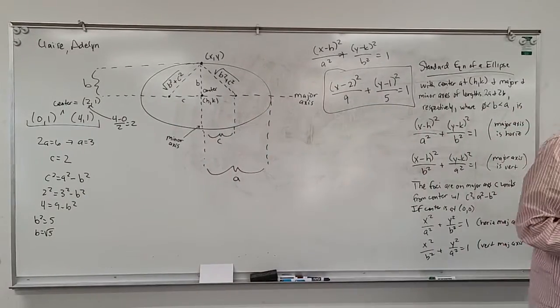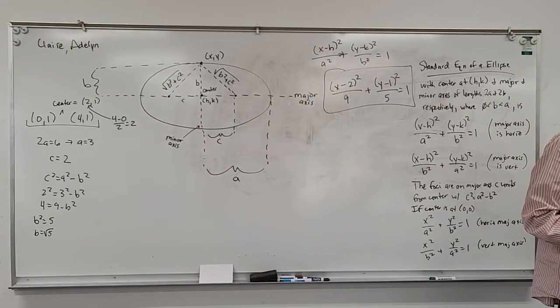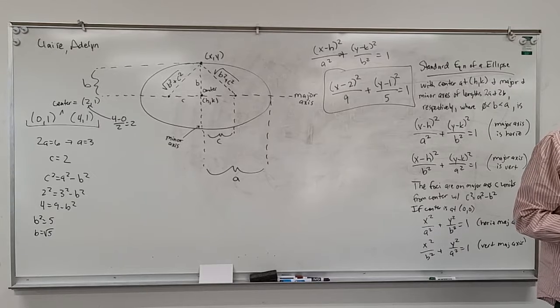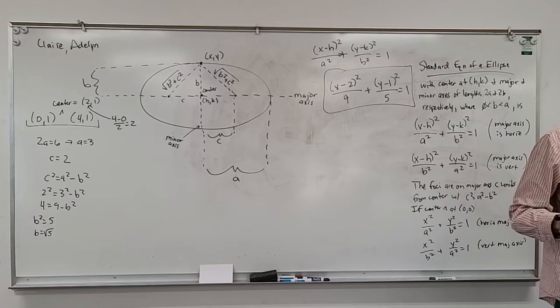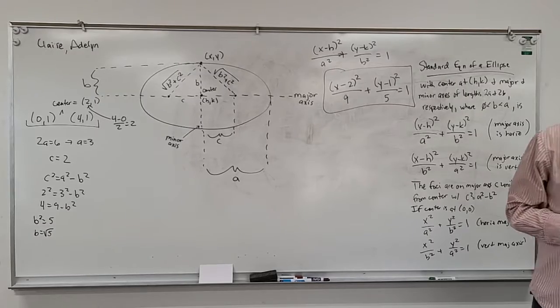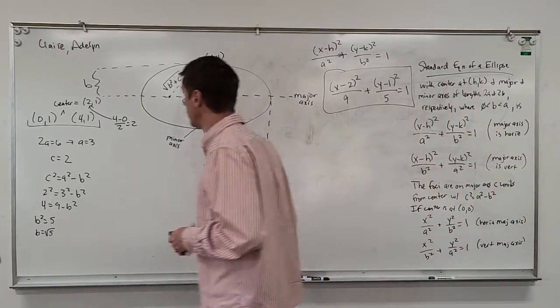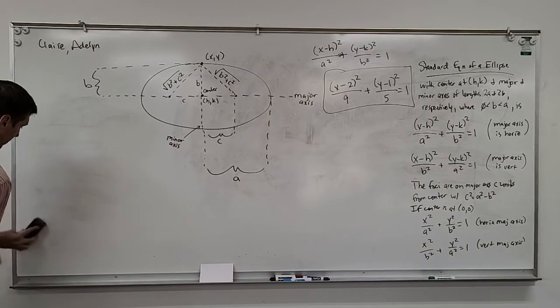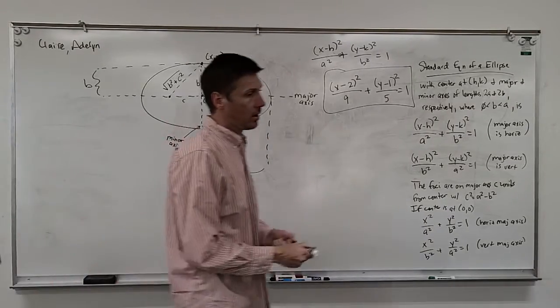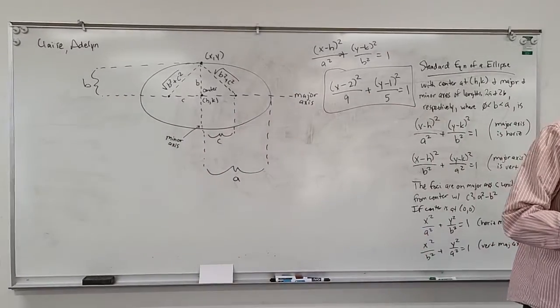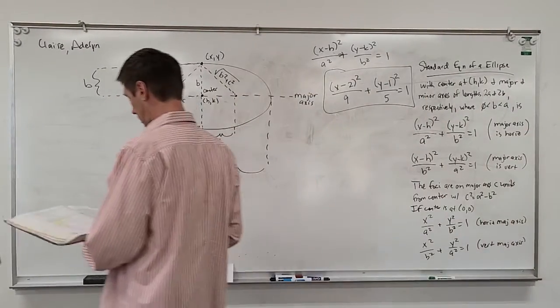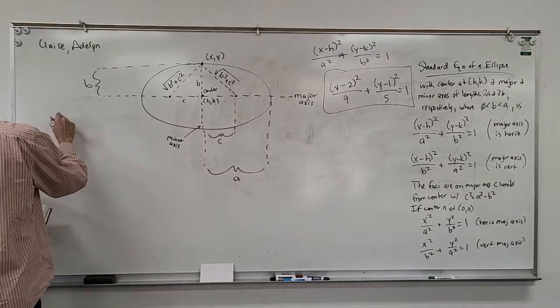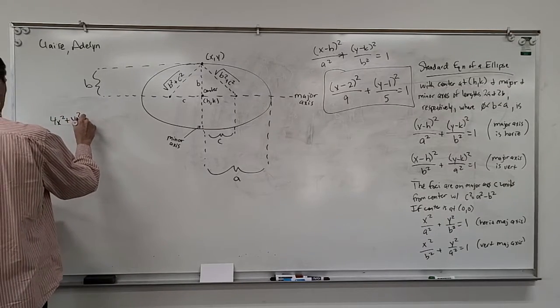So let's see if we can do example number 2. That one says sketch the ellipse. All right, but this isn't that bad. I'm just going to leave our drawing up here so we can refer to that. 4x squared plus y squared equals 36.